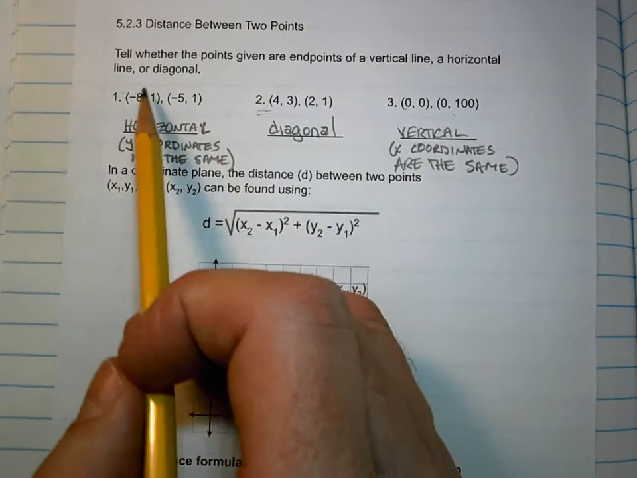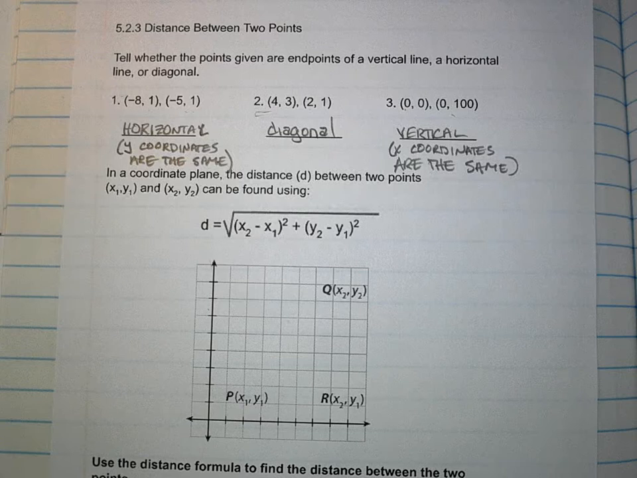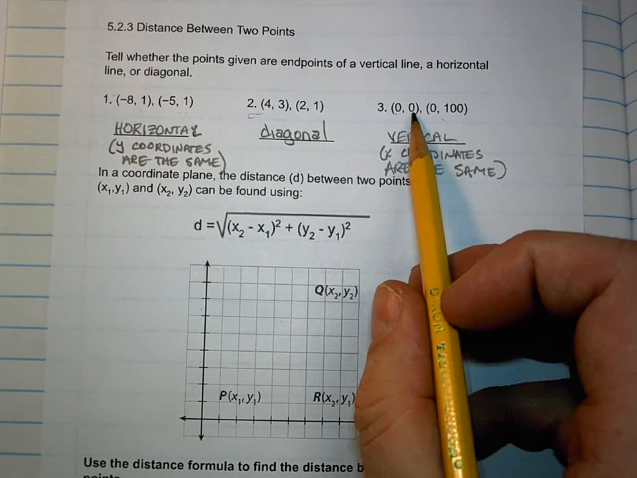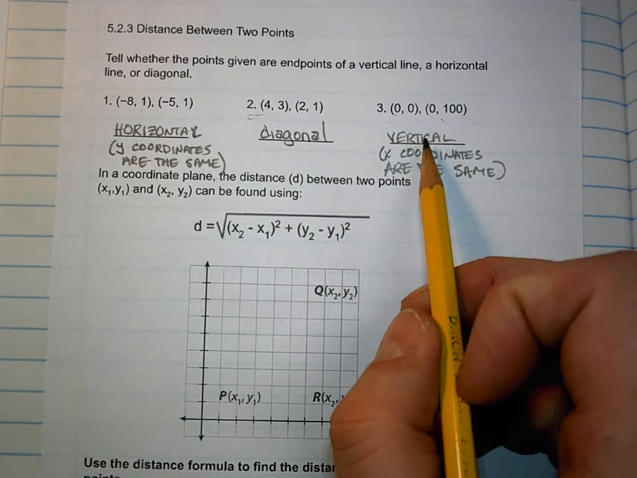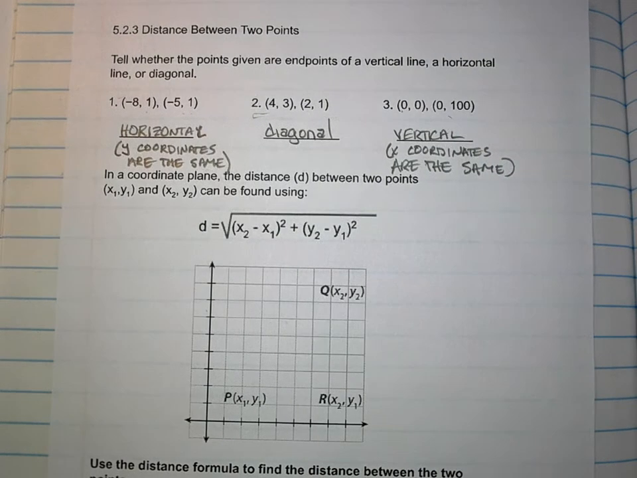Yeah, it's -8 minus -5, and then whatever the absolute value is. So what's 8 minus 5? 3. So the length is 3. When you look at the vertical line, it's the same thing. What's 100 minus 0? 100. The length of the line is 100 units, whatever it happens to be.